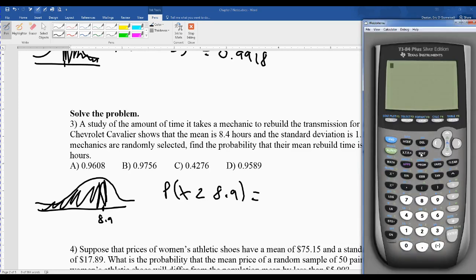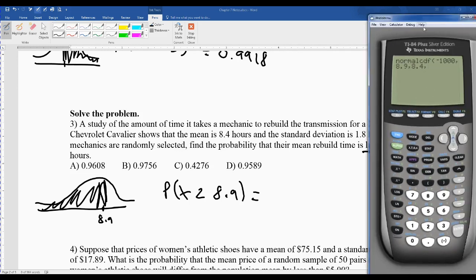So I'll draw the picture. When I go to second vars 2, I know my left bound is a really small negative number. I'll have to use negative 1000 whenever possible. And the right bound is 8.9. And then the mean is 8.4. And the standard deviation is 1.8.